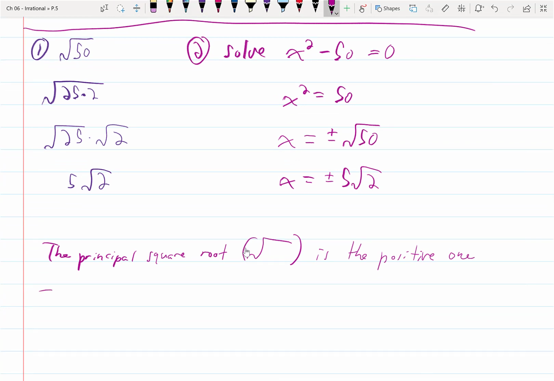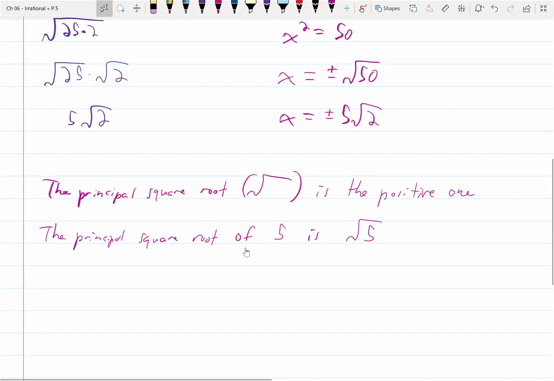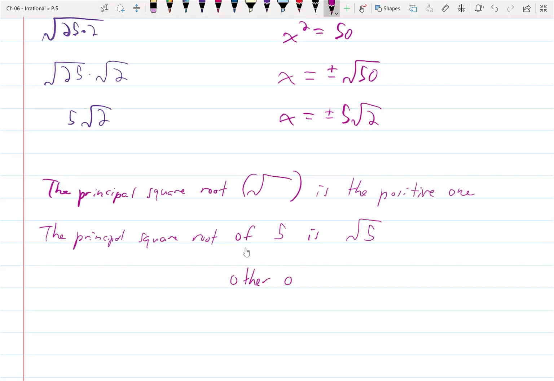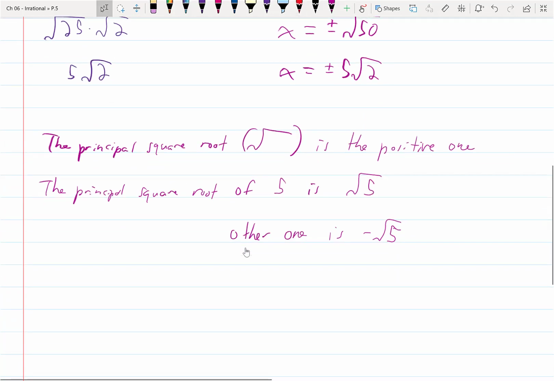So when I say the principal square root of 5, well, the principal square root of 5 is this. It's denoted as radical 5. The other one is negative root 5. So the radical symbol, when used as a square root or any even root, means positive.